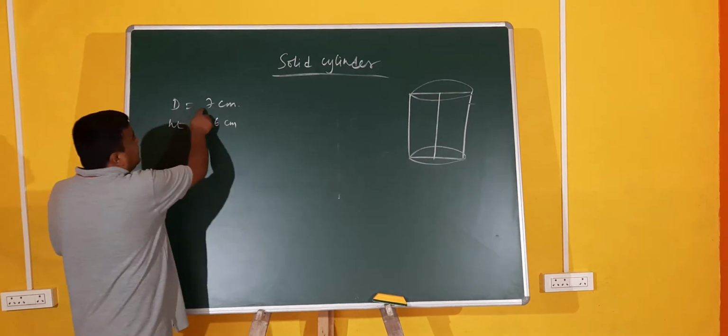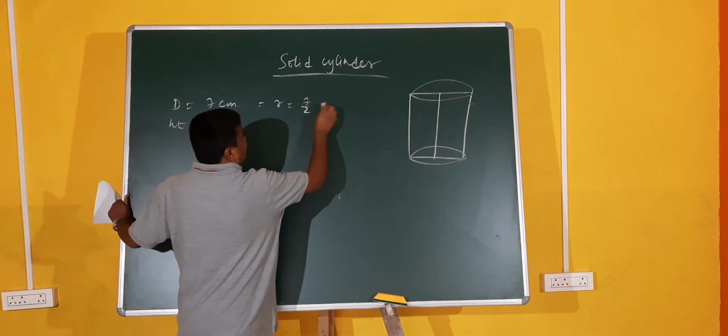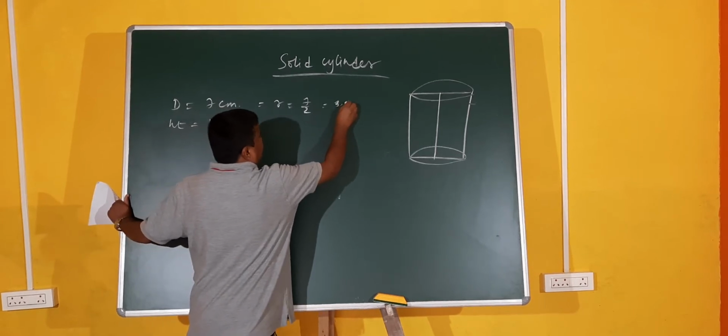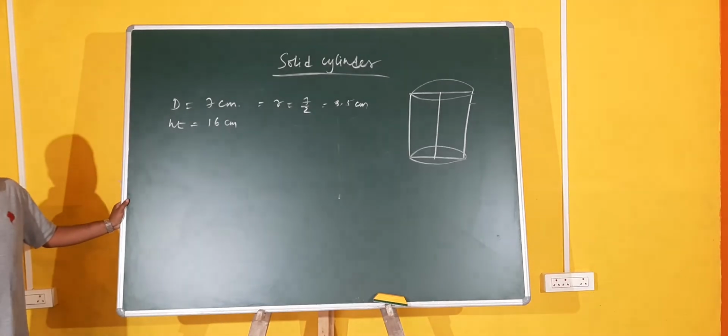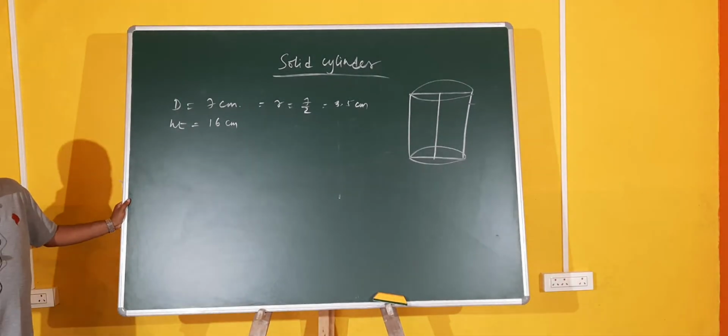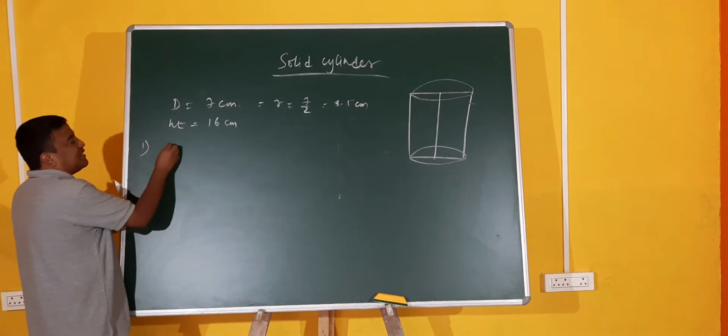Now, if diameter is 7 centimeter, radius will be 7 divided by 2, that is 3.5 centimeter. While calculating, either you take 7 by 2 or 3.5, it's up to you. Whichever is easy, you take that. Now, first, number one is area.